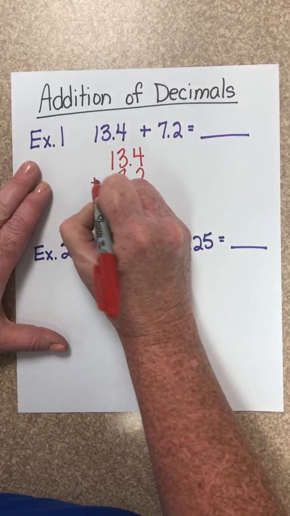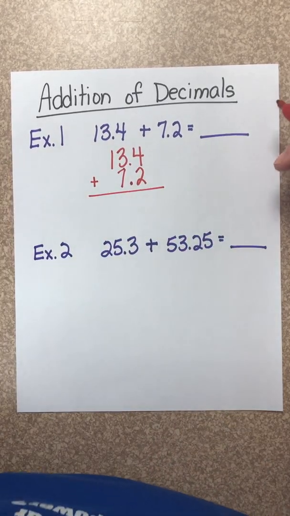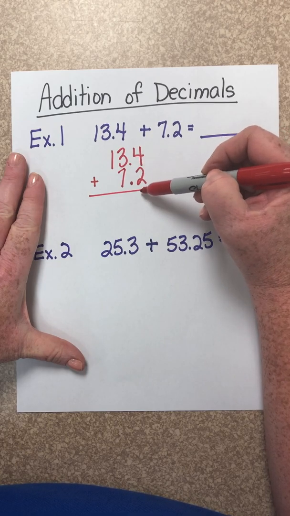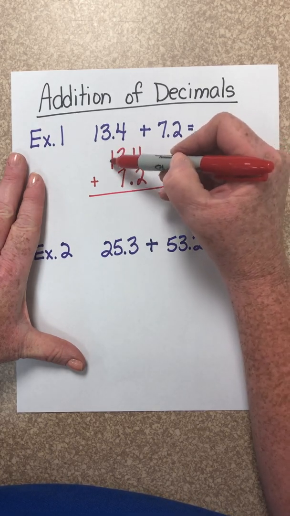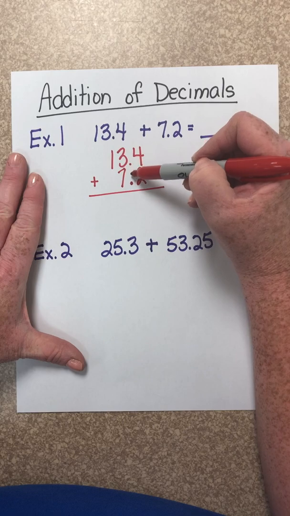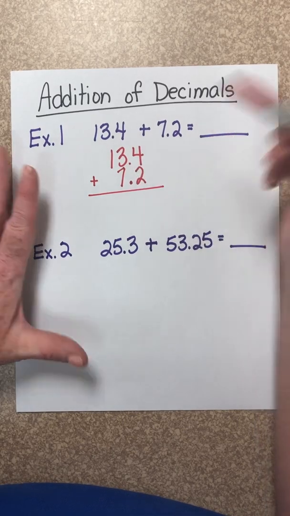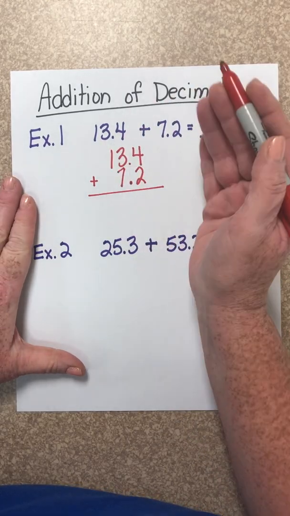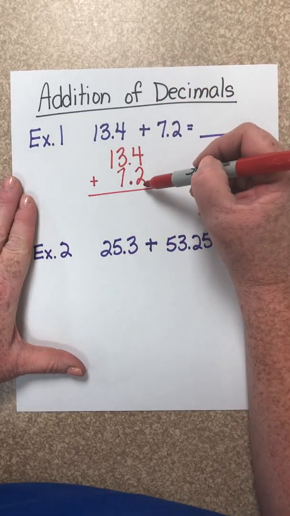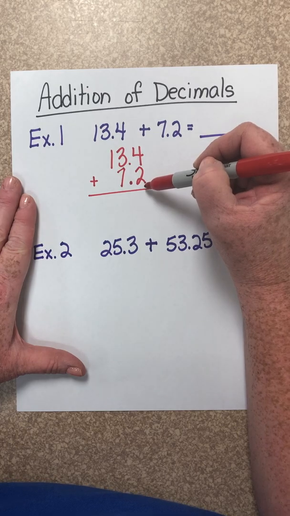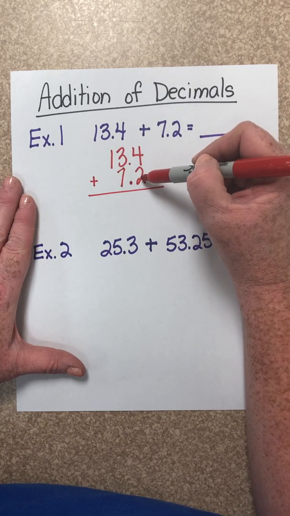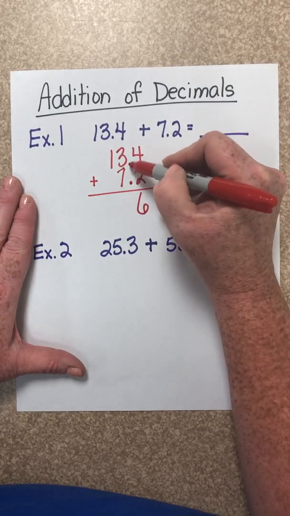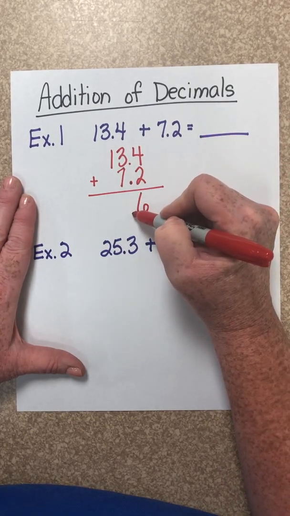And now we will add. It is very important that you have your columns of numbers lined up very neatly, and the decimal points should line up perfectly as well. When you add, you always start on the right side or the right column. So let's begin. 4 plus 2 is 6. Notice my decimal points are lined up, so I'm going to bring that decimal point straight down.